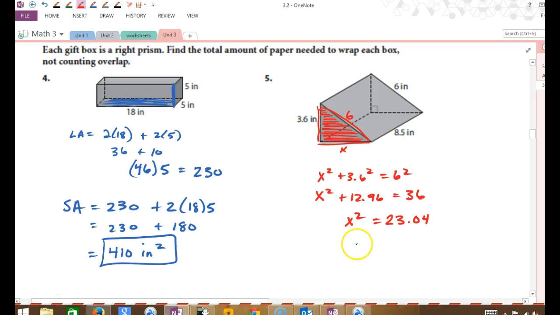Let's see you do this one in your head. Square root of that. 4.8? Okay. So the perimeter for my lateral area is going to be 3.6 plus 4.8 plus 6. And then we're going to multiply by the height. So what's the height length? The height length of the prism. 8.5. So that's my height length times 8.5.